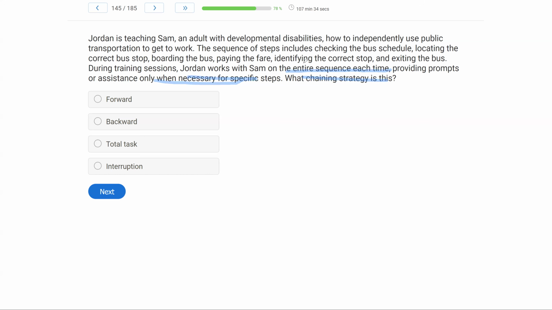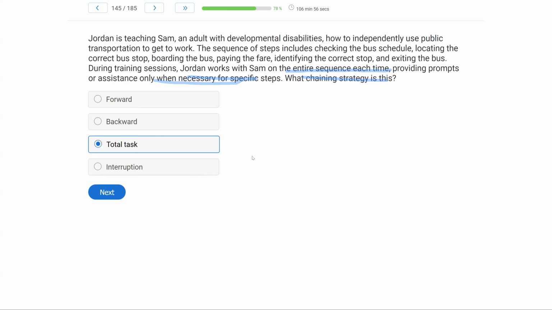We're teaching the entire sequence every time and only giving prompts when necessary. So is that a forward or backward chain? Well, no. With a forward or backward chain, we're not teaching the whole sequence each time. We're teaching individual steps up to a point and then prompting for the rest. Forward chaining starts at the beginning. Backward chaining, you prompt from the beginning and then teach that last step. What we're doing here is a total task chain. We're teaching the entire sequence every time and only giving assistance as necessary.